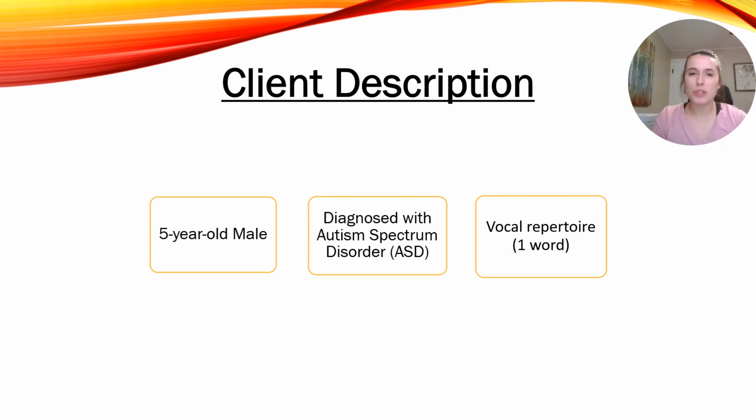So my client description for this case study was a 5-year-old male. He was diagnosed with autism spectrum disorder, and he had a vocal repertoire of one word, maybe 2 words sometimes, but we were working on that. And he did not have an AAC device. He pretty much used his words to communicate. And we were focusing on increasing his VP-MTS, listener responding, and tacting skills.